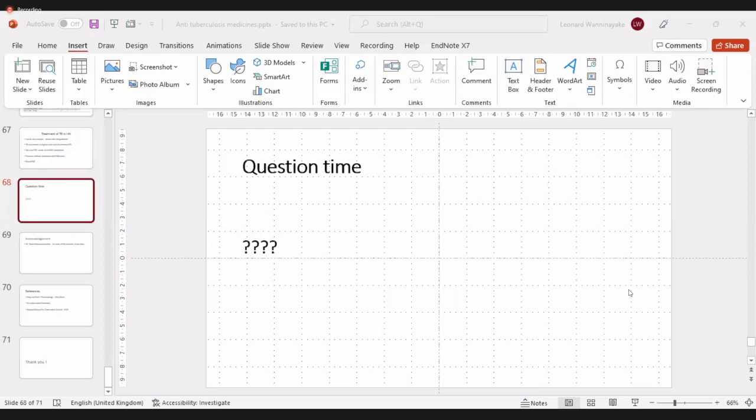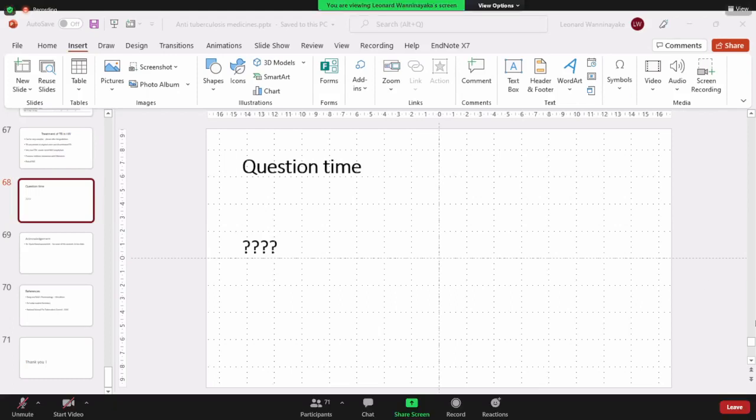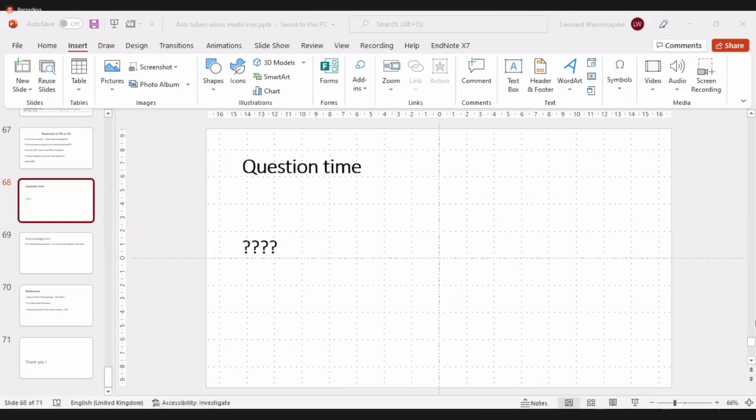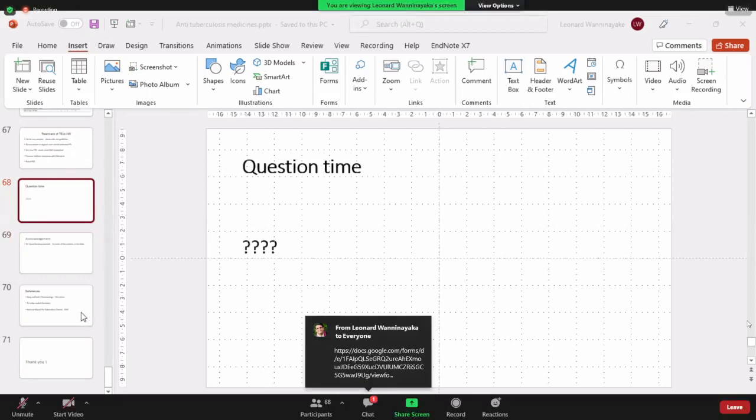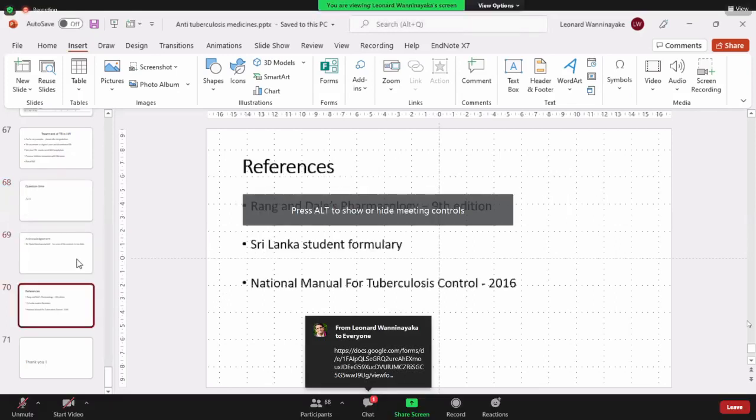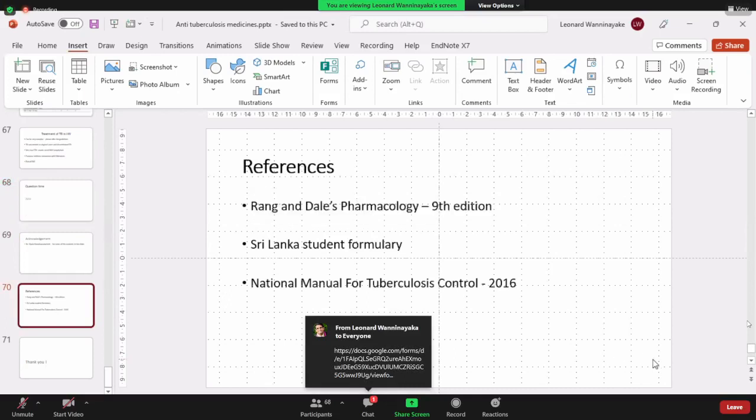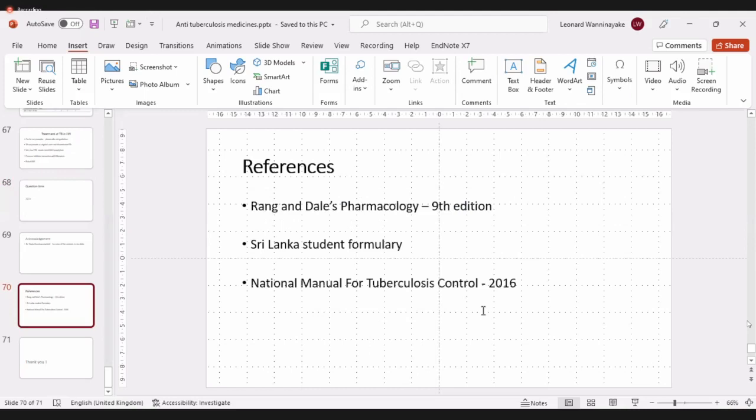And I will share some references that you need to refer to when you learn about this. So some acknowledgements. I would like to acknowledge Vipula sir, because some of the content on my slides is from his presentations. Also, you need to refer to Ranganathan's and the Sri Lanka student formulary. Most of the content is based on that. And then there is the National Manual for Tuberculosis Control, which was published in 2016. I'll also put it into the LMS. So please refer to it, read the core areas. That's very important. And thank you.